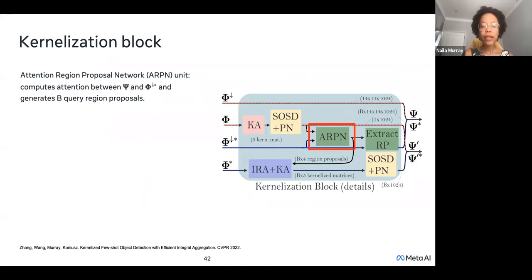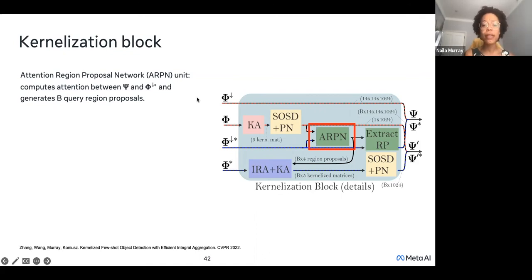And then the last thing I'll mention is the attention region proposal network. For those of you who are familiar with object detection, you'll know that region proposal networks are quite a standard part of this. This is basically a network that takes in some feature map and outputs a set of candidate regions where objects might be. And there's an attention version of that, which uses attention between two sets of features, in this case, support features and query features, in order to improve the kinds of proposals that this outputs.